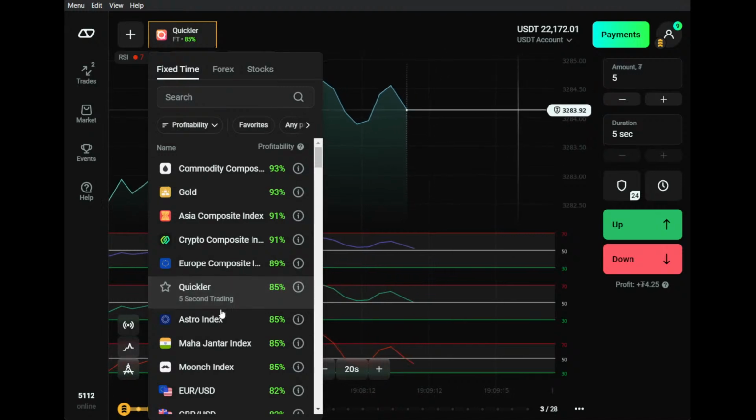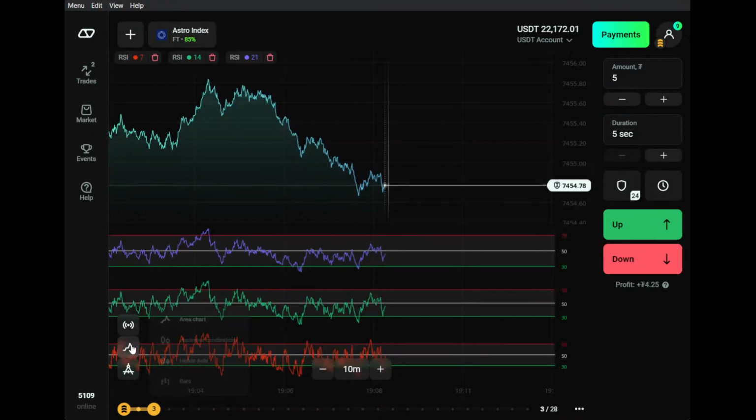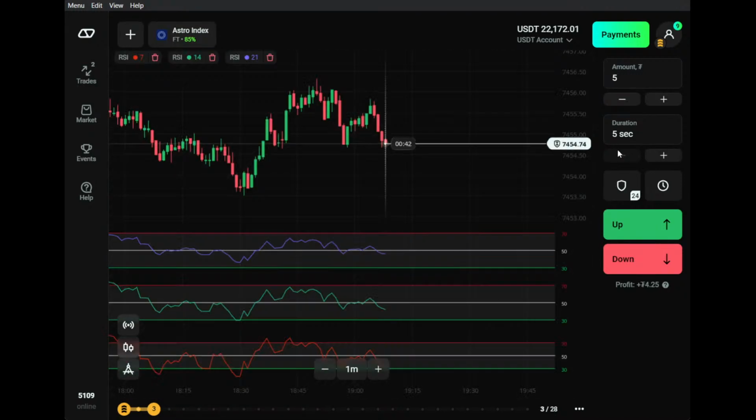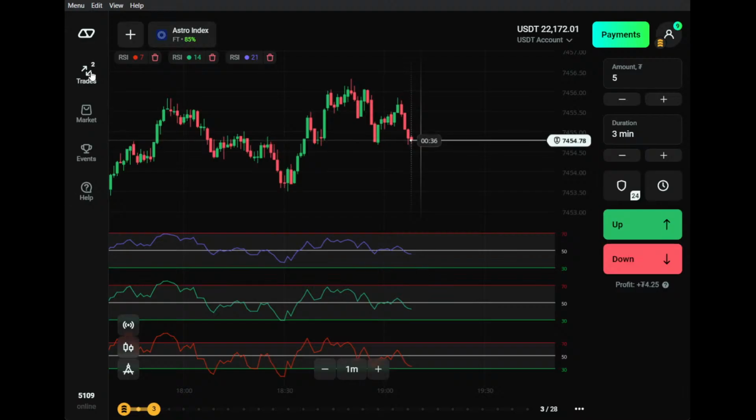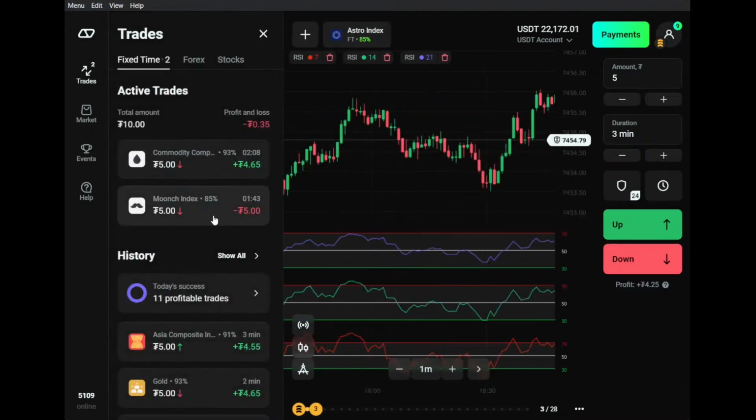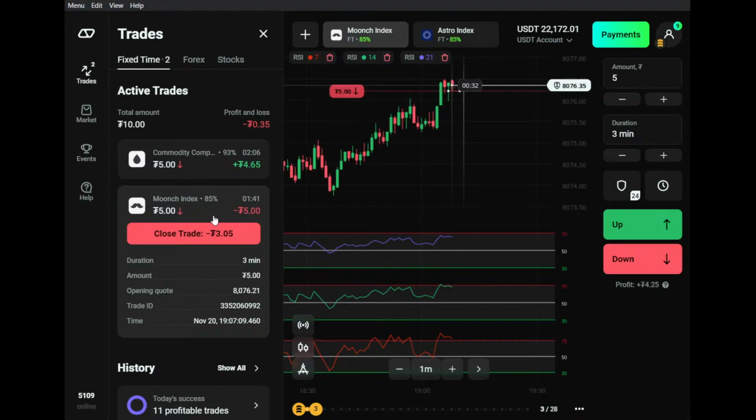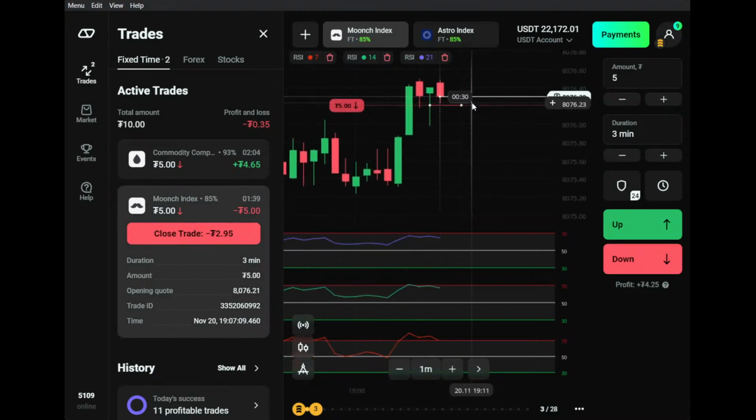Not on Quickler. I am not going on Quickler. I'm really sorry, I accidentally clicked it, and I do not prefer trading for 5 seconds. I do not trade it. I do not suggest it to my traders. What happened to the index? Okay, there is a fluctuation happening, maybe, which can change.